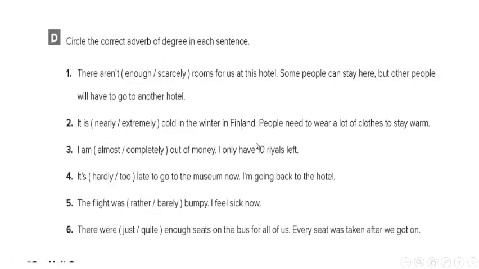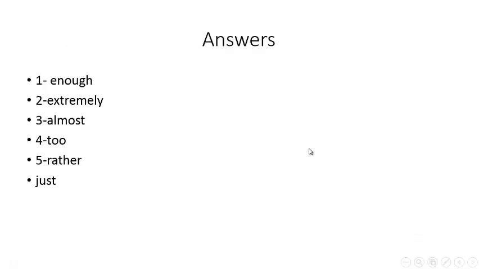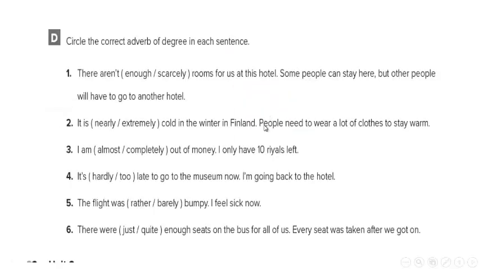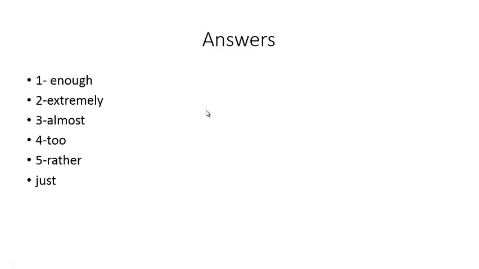Okay. Circle the correct adverb of degree in each sentence. And here we got the answers. Again. There aren't, should we say, enough or scarcely room for us at this hotel. Some people can stay here, but other people will have to go to another hotel. So it sounds like enough. Yeah, it is cold in the winter in Finland. People need to wear a lot of clothes to stay warm. So it is extremely cold. And so on. Here we got the answers.